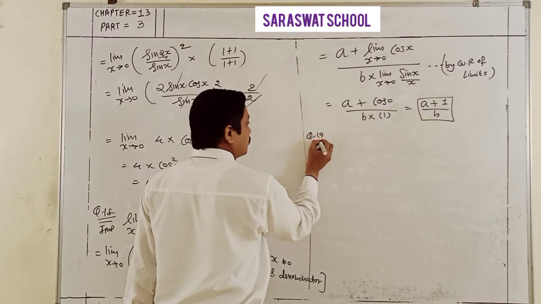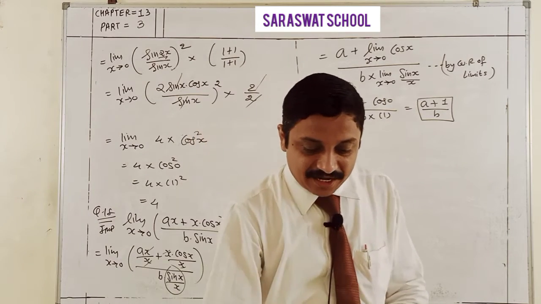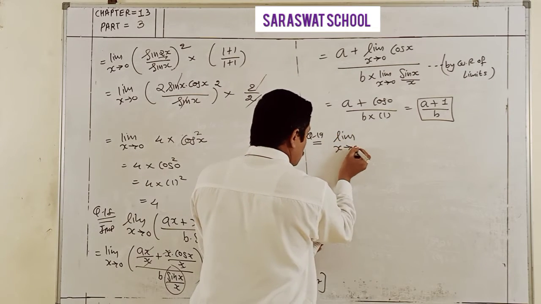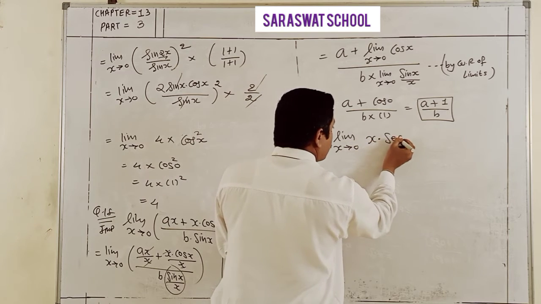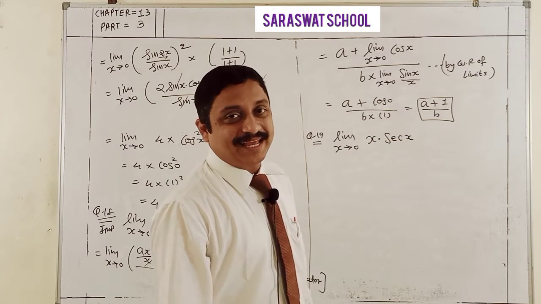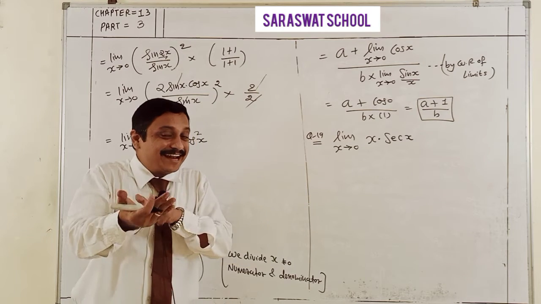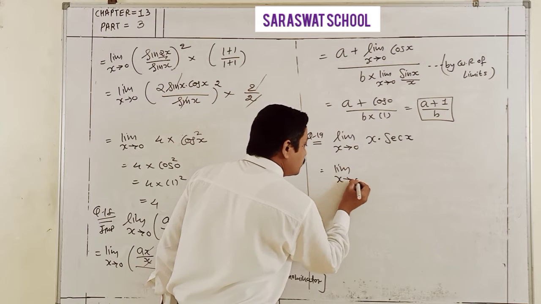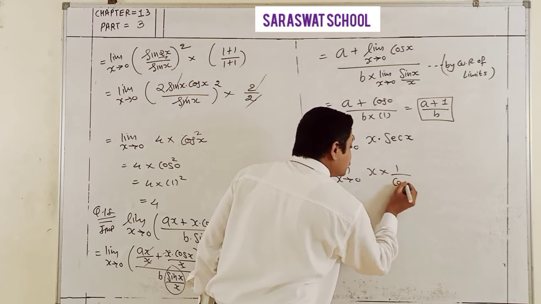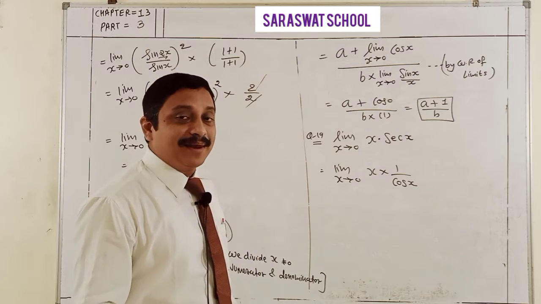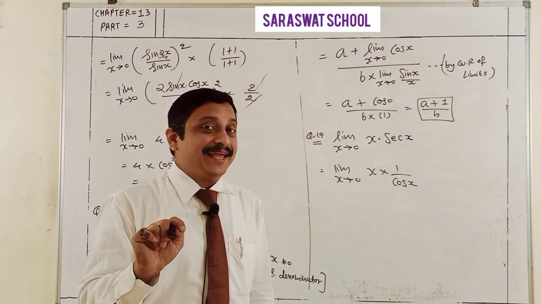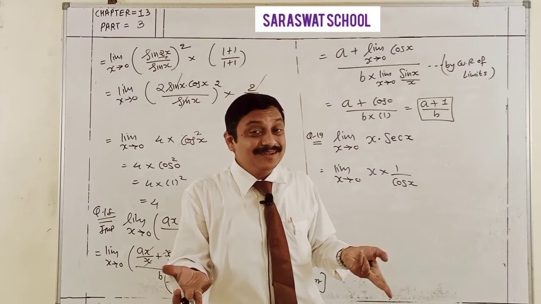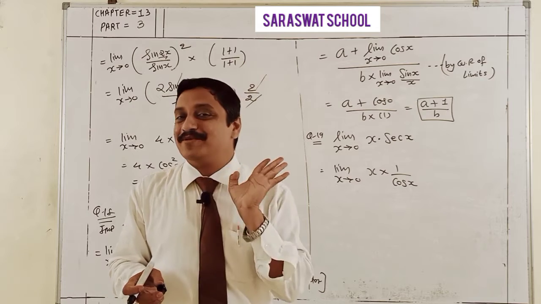Now question number 19. Very easy and very simple. Limit x tends to 0, x into sec x. Students, here sec x I am just converting to the reciprocal of cos. So it is limit x tends to 0, x times 1 by cos x. Now apply the working rule. But before applying, you will check first: putting 0, cos 0 is 1, never 0. It means surely you have to apply the working rule.